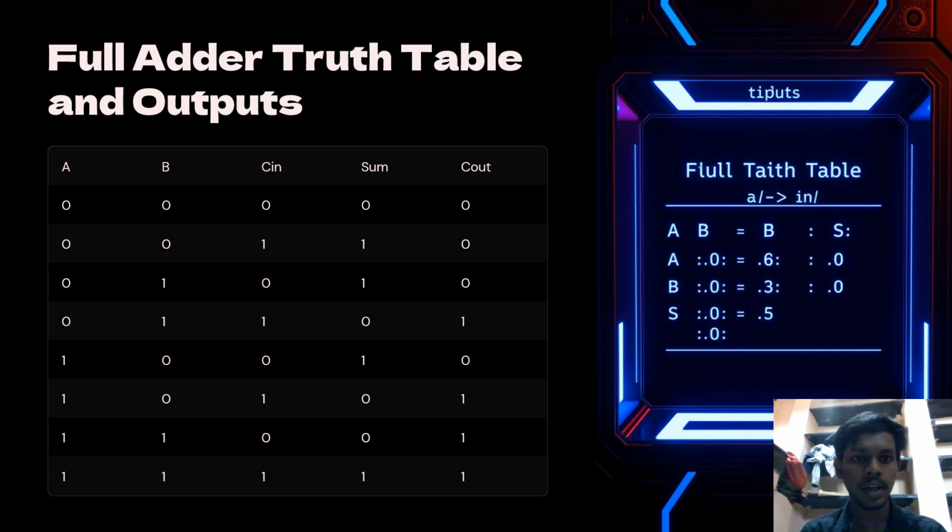If A is 1, B is 0 and C in is 1, the sum is 0 and C out becomes 1. If A is 1, B is 1 and C in is 0, then the sum becomes 0 and C out becomes 1. If A is 1, B is 1 and C in is 1, then the sum becomes 1 and C out becomes 1.